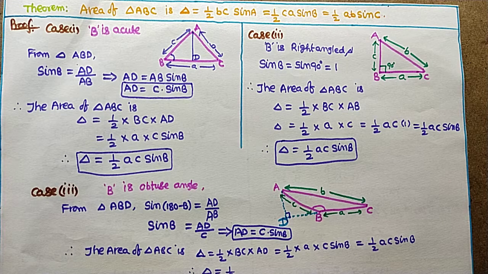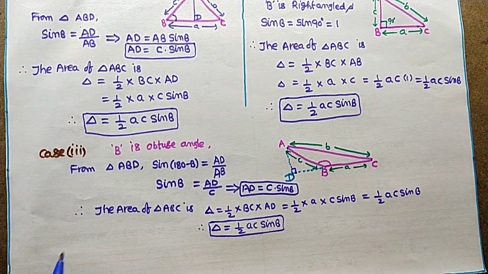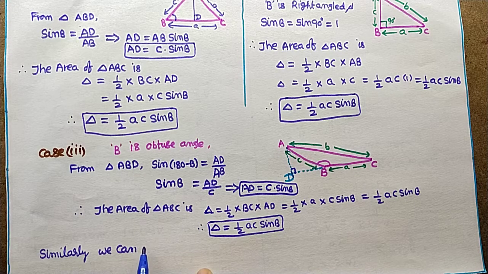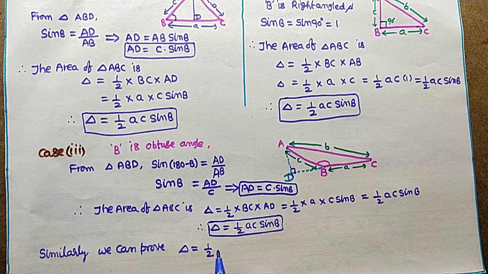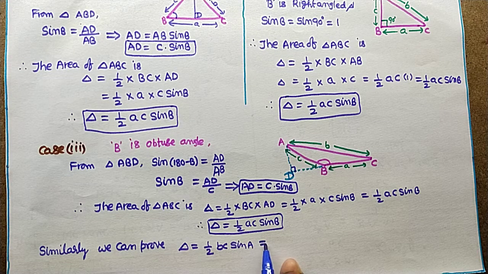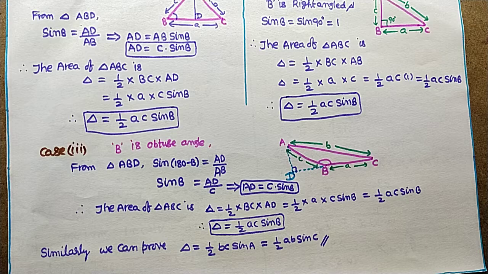Delta equals half into ac sin B. Similarly, we can prove, you have to write the conclusion step, that delta equals half into ac sin B and also half bc sin A. Already ac sin B is over now. bc sin A is also equal to half into ab sin C. Hence proved.